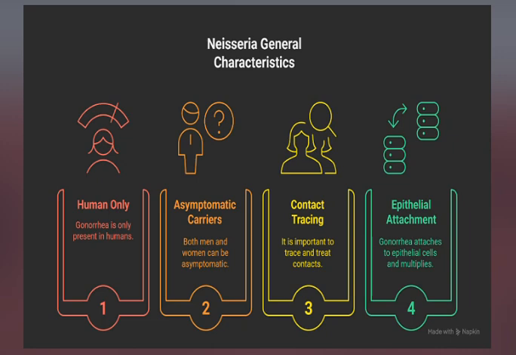A key point about Neisseria is that they infect humans only. Both men and women can carry the bacteria without symptoms, which makes tracking infection tricky. That's why contact tracing is crucial to stop spread. The bacteria attach firmly to epithelial cells, especially in gonorrhea, where they multiply and cause infection.